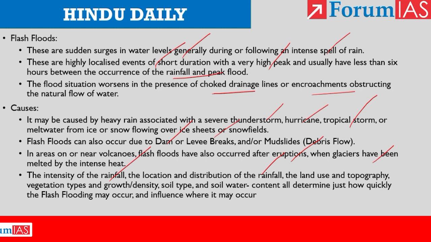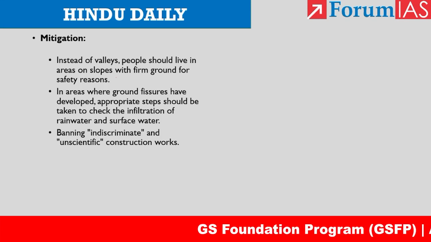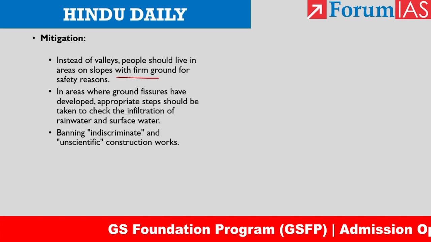So what can we do to reduce them? Instead of valleys, people should live in areas or on slopes with firm ground. So the land should not be weak.